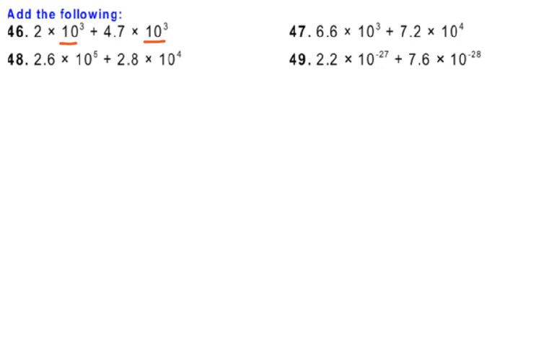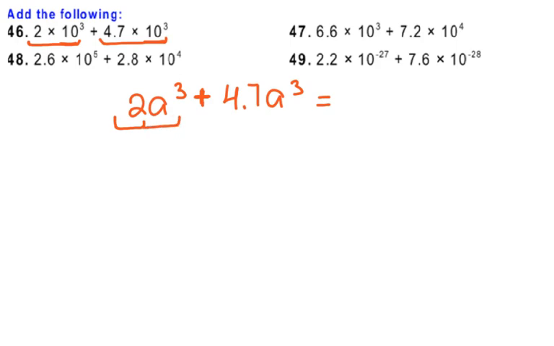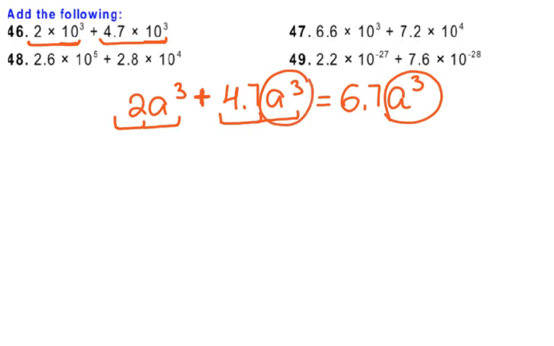So if I do have the same powers with them, it's the same as having 2a to the third plus 4.7a to the third. So addition is a little bit different. It's not the same as what we did with multiplication. What this says is I have 2 of these types of apples, maybe on a different alien planet, and I have 4.7 apples, the same apples. So how many of those apples do I have? I have 6.7 of those apples. I don't change my apples. I keep them the way they were.